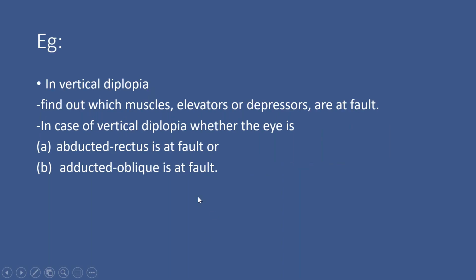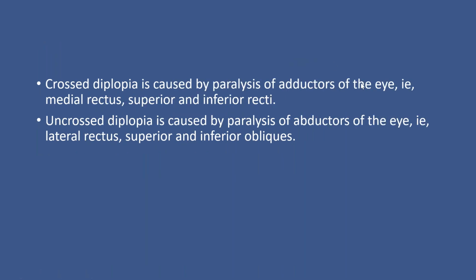Now, in vertical diplopia, you have to find out which muscle is at fault, whether the elevators or the depressors. Then in vertical diplopia, you also need to find out whether the maximum separation is during abduction, which will tell you the recti are involved, or during adduction, which will tell you the obliques are at fault. Now, cross diplopia is usually caused by paralysis of the adductors of the eye, that is the medial rectus, superior and inferior rectus. Can anyone tell me what is cross diplopia?